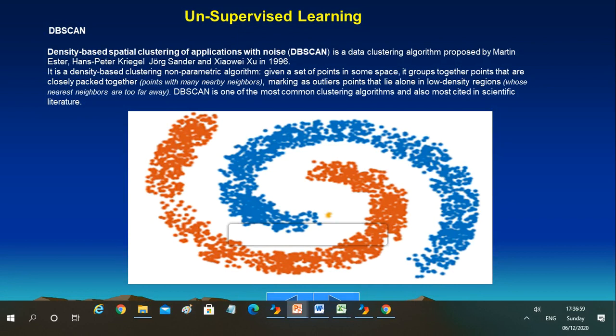Now, DBSCAN is Density-Based Spatial Clustering of Applications with Noise. That is the full form of DBSCAN. It is a data clustering algorithm proposed by Martin Ester, Hans-Peter Kriegel, Jörg Sander and Xiaowei Xu in 1996. It is a density-based, non-parametric clustering algorithm. Given a set of points in some space, it groups together points that are closely packed together, points with many nearby neighbors, marking as outliers points that lie alone in low-density regions, whose nearest neighbors are too far away. DBSCAN is one of the most common clustering algorithms and also one of the most cited in scientific literature.